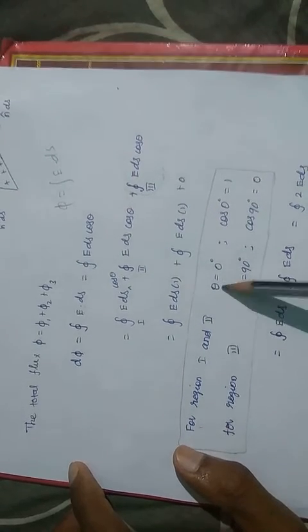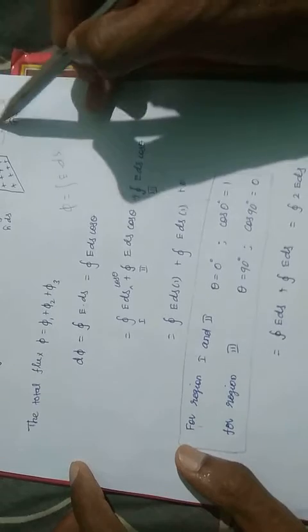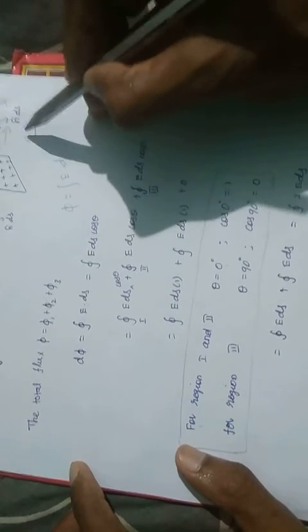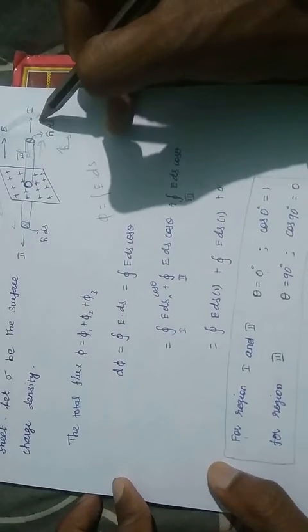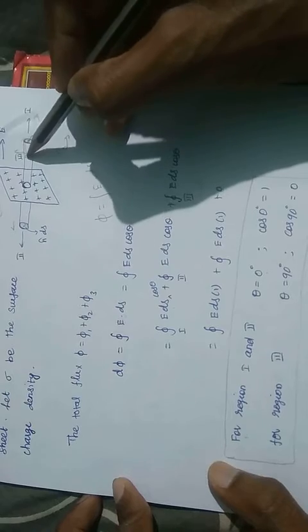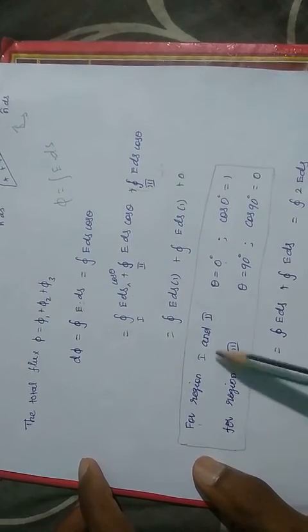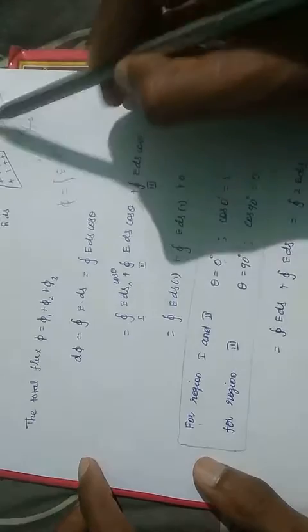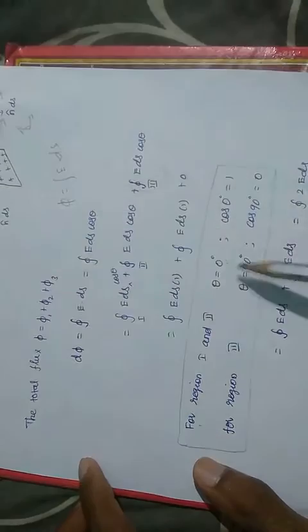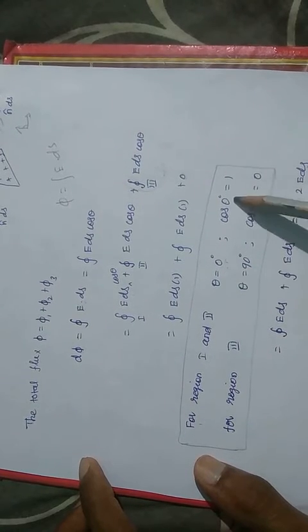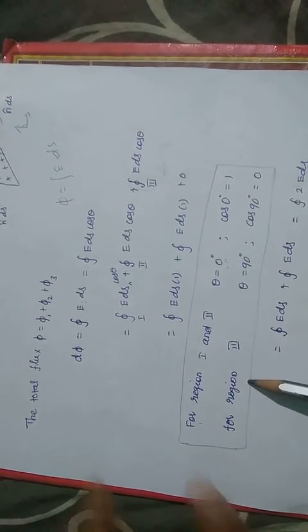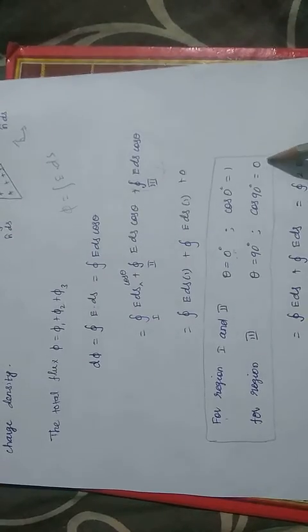For regions 1 and 2, the theta value will be 0. That is the angle between the area vector and the field. In this case both are parallel, so the angle value becomes 0, but in region 3 the angle is 90 degrees. So for regions 1 and 2, that is here and here, the theta value is 0, and cos 0 is 1. For region 3 it is 90 degrees, so cos 90 is 0.